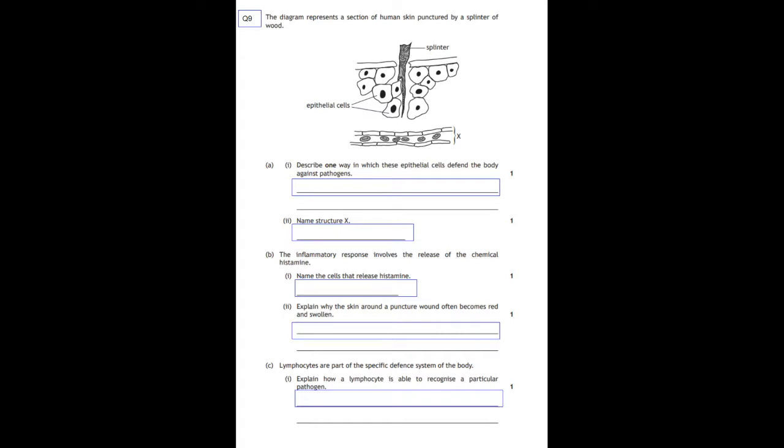For the next one, structure X looks like a blood capillary. You can just say capillary if you want, though. And name the cells that release histamine. That is mast cells, or mast if you want.